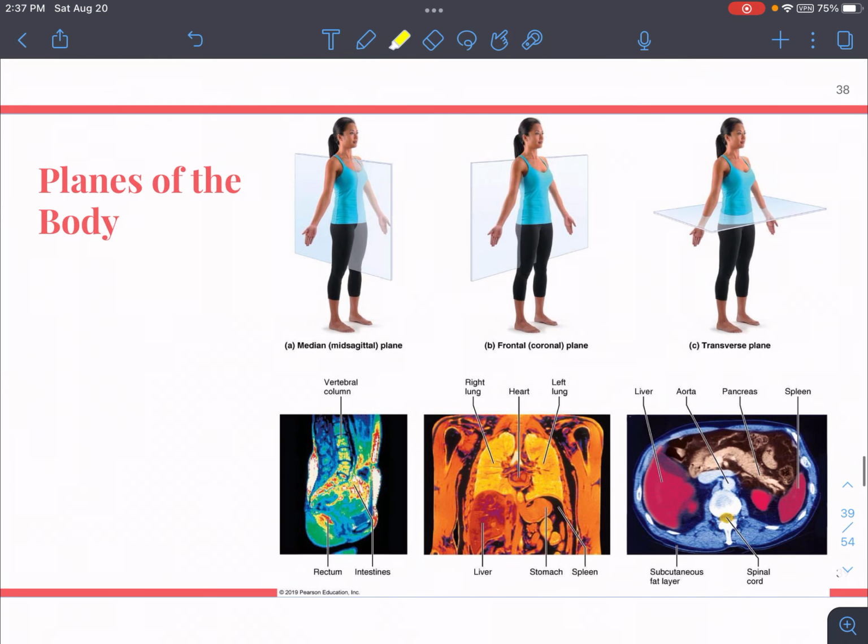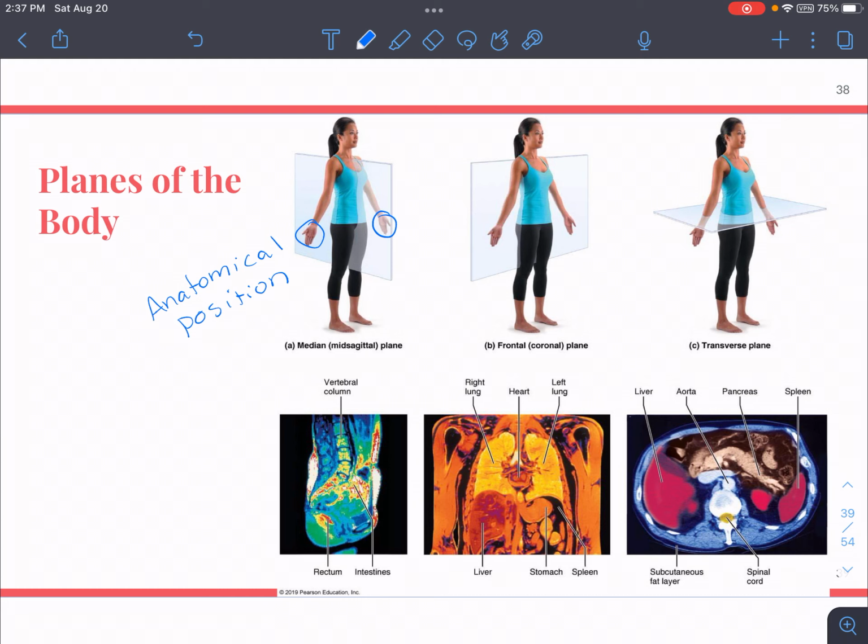And while I'm here, the way this lady is standing is what is called anatomical position. In anatomical position, you're standing with your feet about hip width apart. Your arms are out to the side with the palms of your hands facing forwards. That is considered anatomical position.